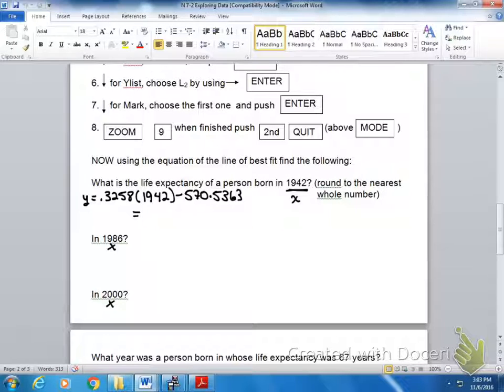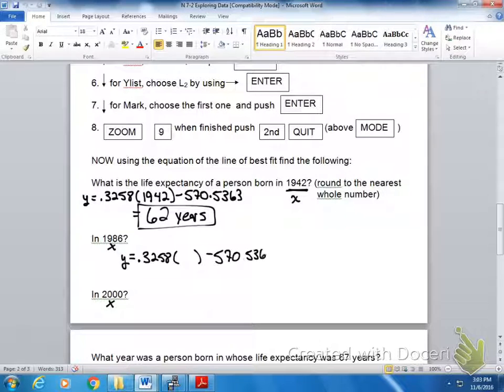So when I put it into my calculator, I got that if you were born in 1942, you should have lived about 62 years. Now, that's just an estimation, okay? Let's do the same thing with 1986. So I want to pause for just a second. You're basically going to have this times whatever your x value is. Be very careful when you're putting it in your calculator. So let's do both of those.